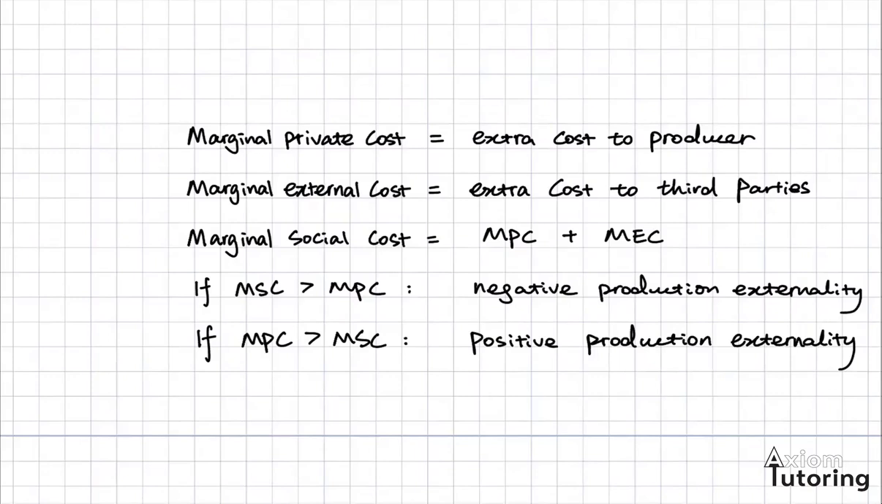And whenever there is a negative externality of production, the marginal social cost curve lies above the marginal private cost curve. And if there's a positive externality of production, marginal social cost lies below the marginal private cost curve. And the vertical gap between MSC and MPC always represents the marginal external effect. It's either the cost or the benefit.